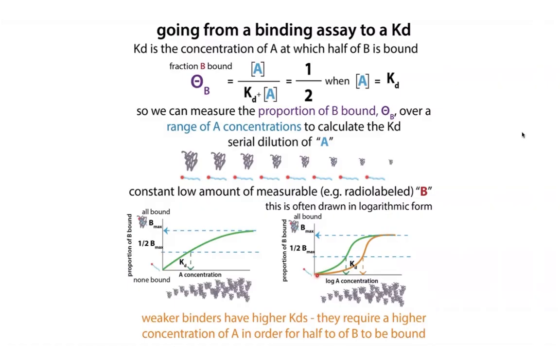If you have none of your A, you're not going to have any bound. And if you have more A than your capacity, then you're going to saturate. But somewhere in the middle, you're going to pass that halfway mark where half of it is bound, and the concentration of A at which that happens is going to be the Kd.